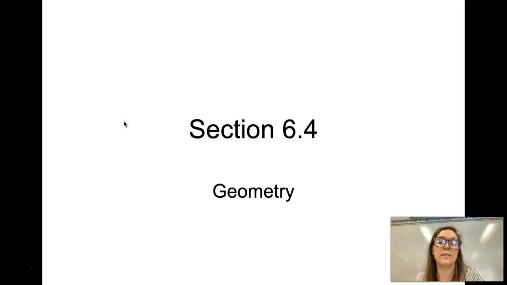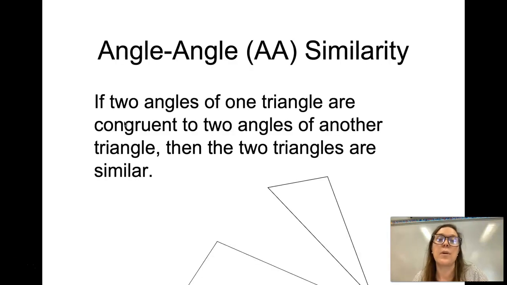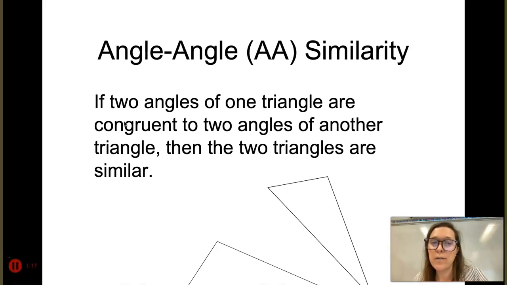Well, there are shortcuts that we're going to go through here in section 6.4 so that we don't need to do all of that to determine whether we have similar triangles. And this only works with triangles similar to each other. So our first shortcut is what's called AA similarity. So angle, angle. If two angles of one triangle are congruent to two angles of another triangle, then the two triangles are going to be similar.